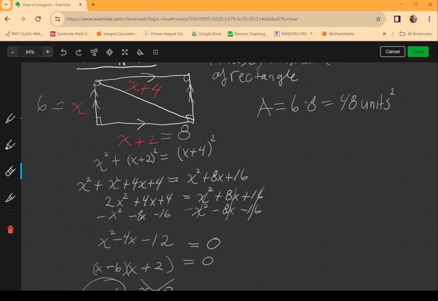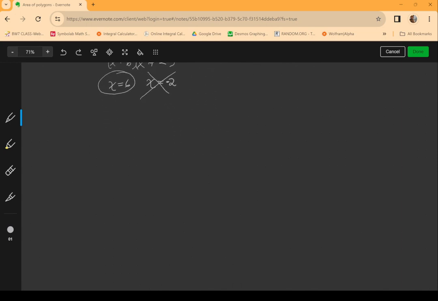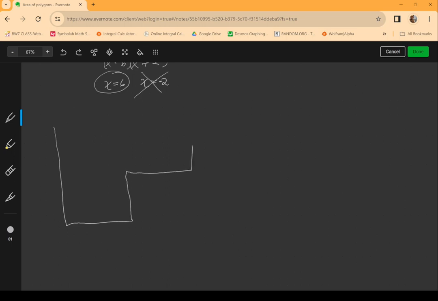All right, so now let's take a look at another example here. A slightly different example. Here we're going to have a figure that does not look like, well, it's not a rectangle. That just doesn't look like one. I want to assume that all these corner angles here are going to be 90 degrees.